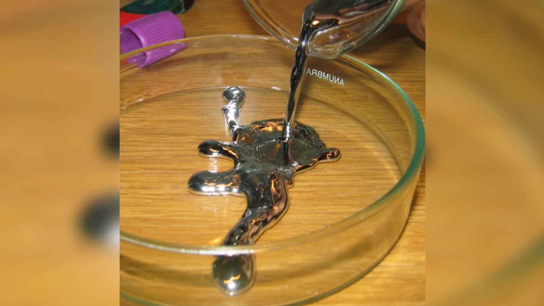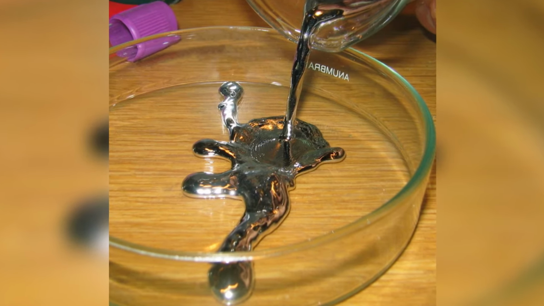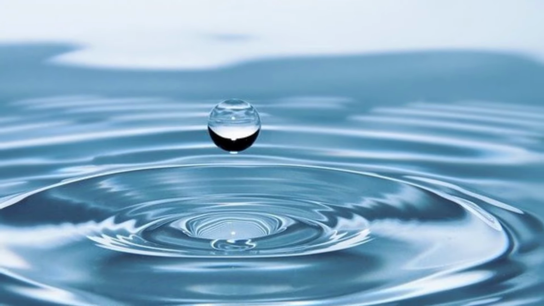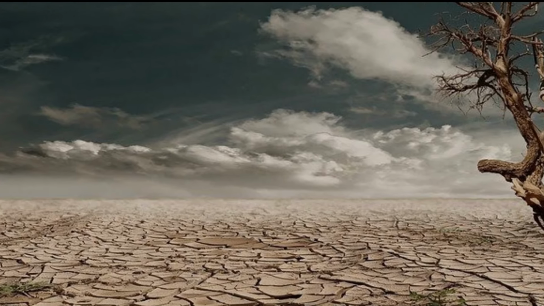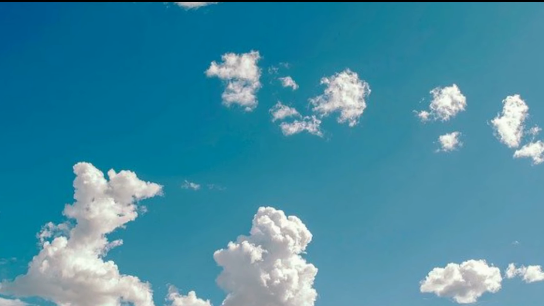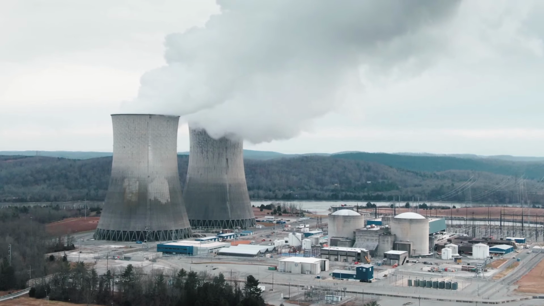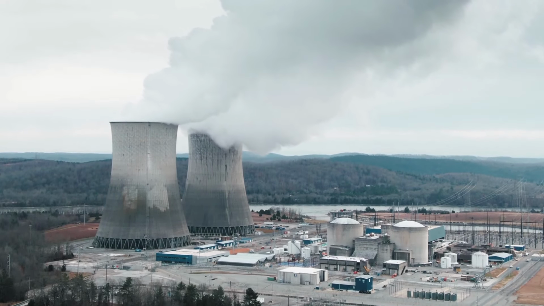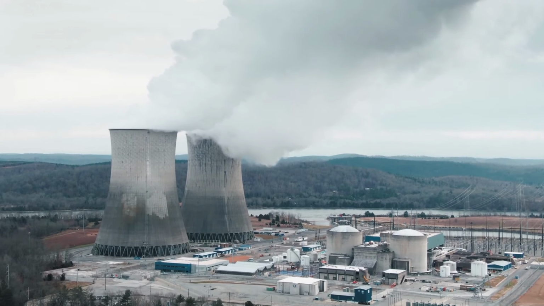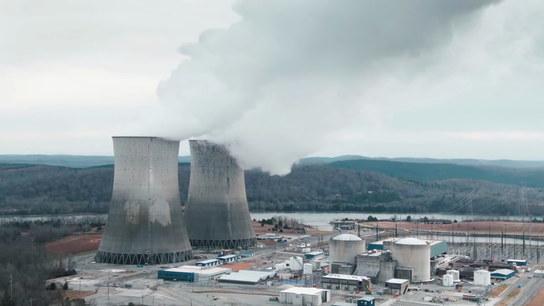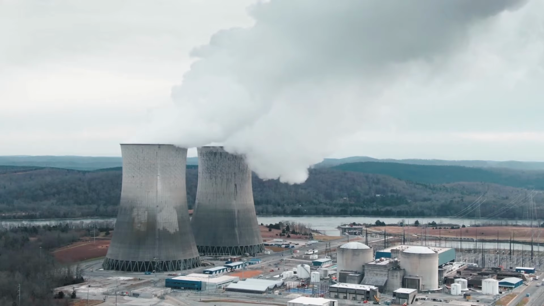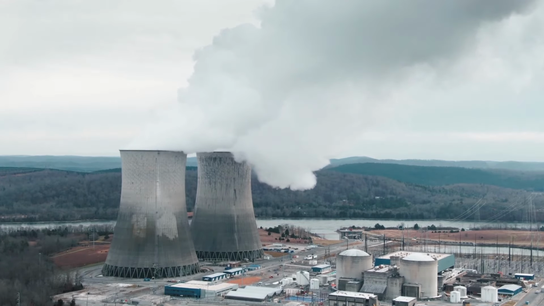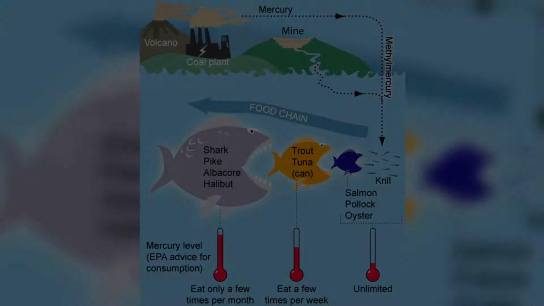Mercury is a naturally occurring element that is found in all types of environmental media, including water, soil, and air. It can be released into the environment through industrial processes such as coal-fired power plants. Once it's released into the environment, mercury can enter the food chain and accumulate in the tissues of living organisms.